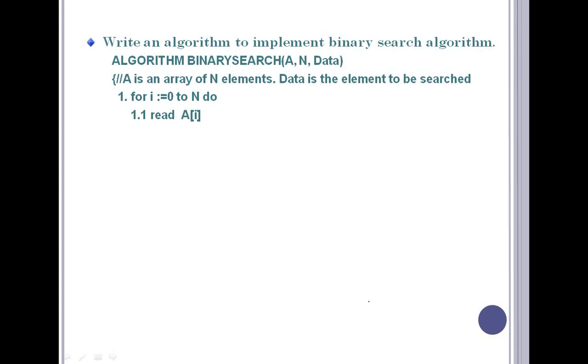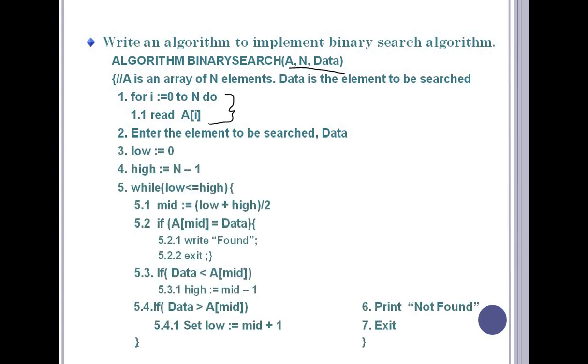Now, very important, we have to see the algorithm for binary search. What is the first step? The array is there, the element which we want to search is data, and the size of the array is n. So these three parameters we have to pass to the algorithm. These two steps are nothing but reading the array elements, nothing else. After that we have to enter the element which we want to search. So the element I have entered is the data.